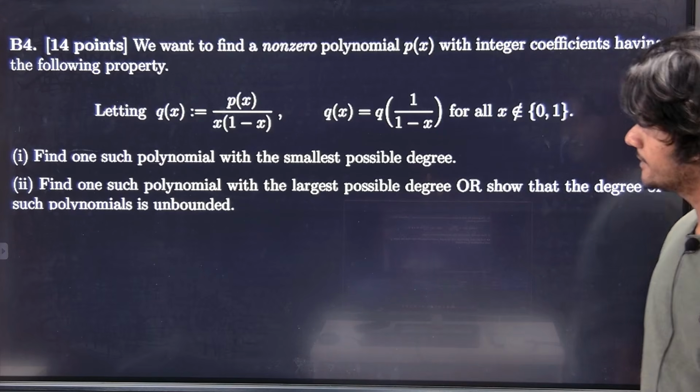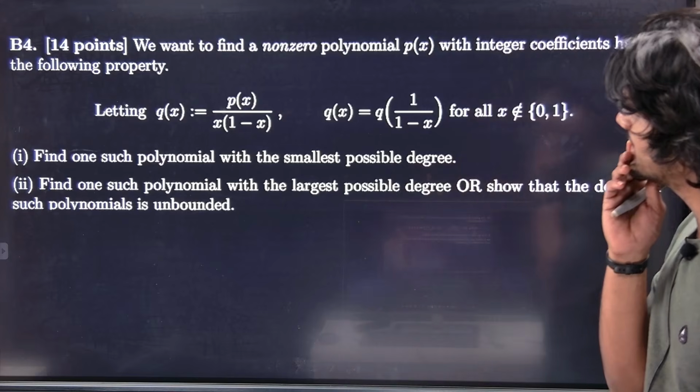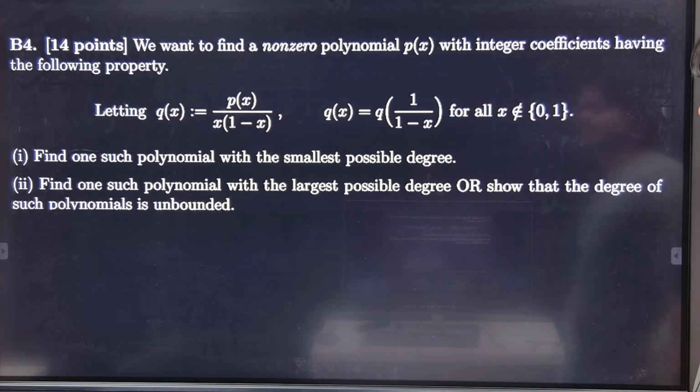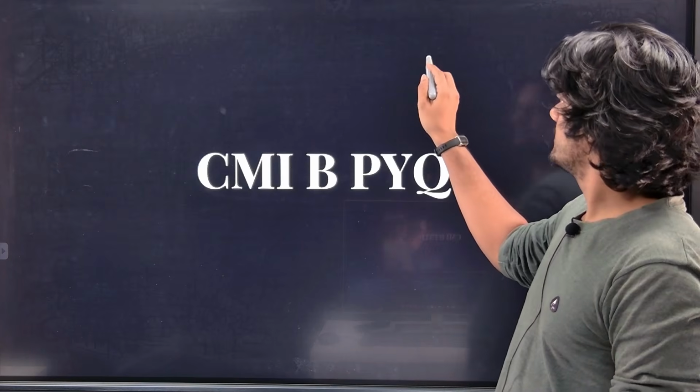All right, I hope you have done this. I felt this is a very easy question. P of x is a polynomial.